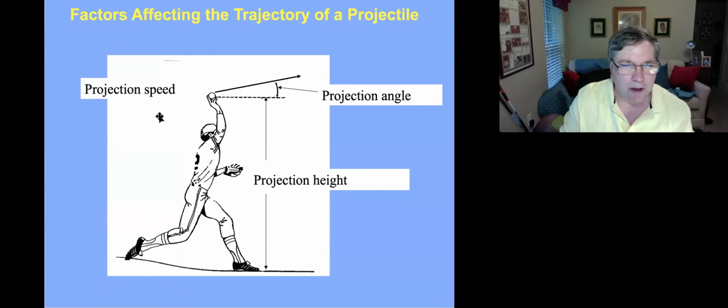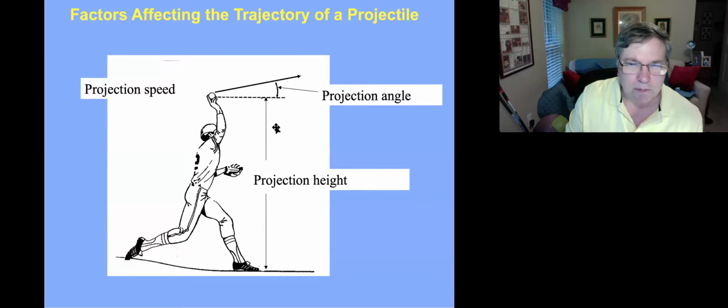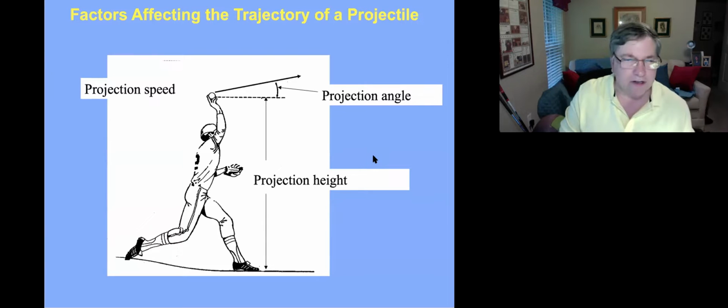Here's someone throwing a baseball, and we're dividing these factors up into, it's really the projectile velocity. It's the combination of speed, that's the magnitude, and the angle. This ball's probably going to go over the catcher's head. Projectile height is the difference between where the ball is thrown or the object begins its path and where it finishes.